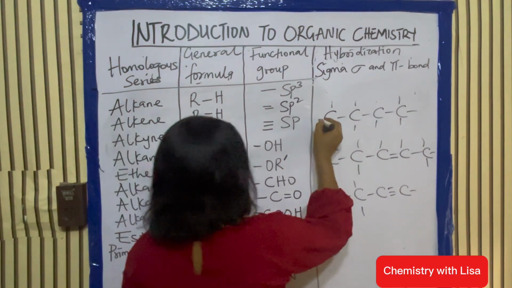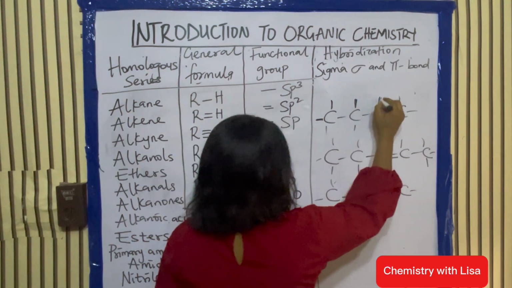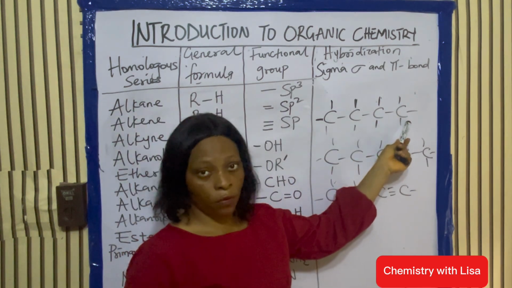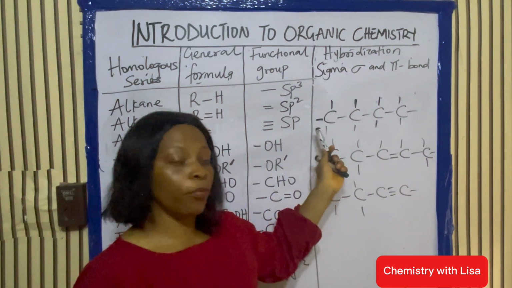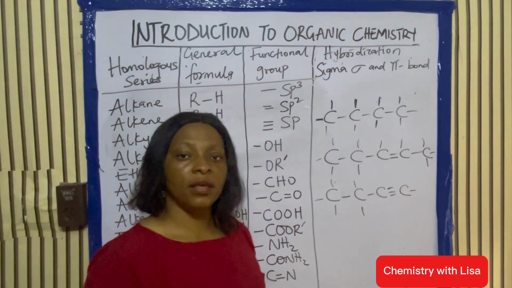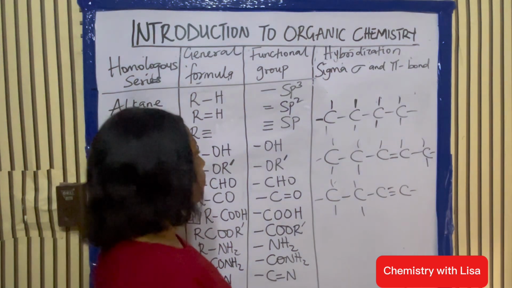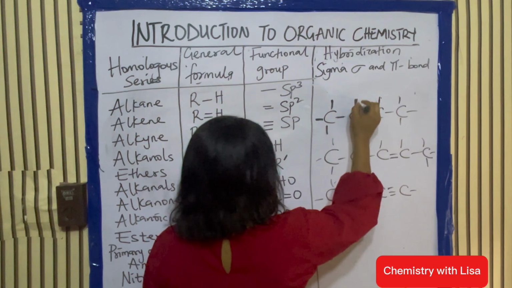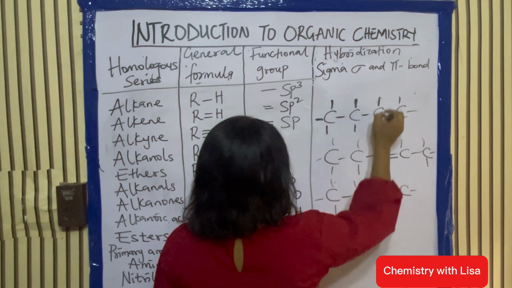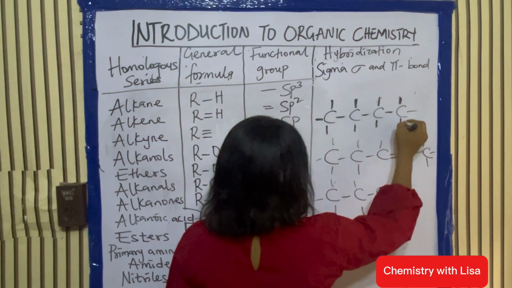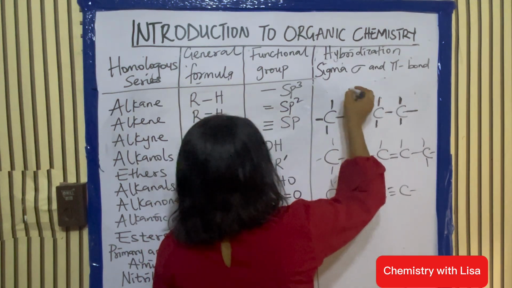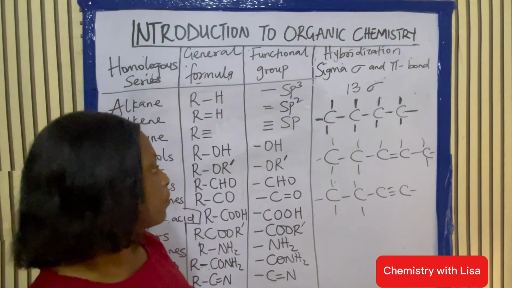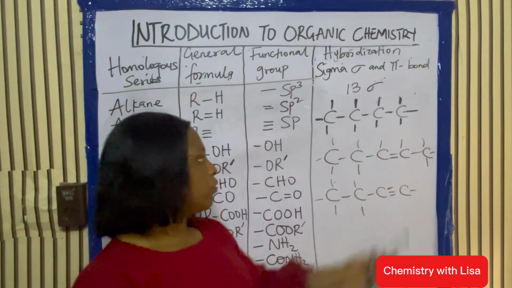So looking at the first one we have here, we can see that all of them are single covalent bonds. So that means the only type of bond you can find here is what? The sigma bond only. So for sigma bonds, you have 1, 2, 3, 4, 5, 6, 7, 8, 9, 10, 11, 12, 13. So this organic compound has 13 sigma bonds.